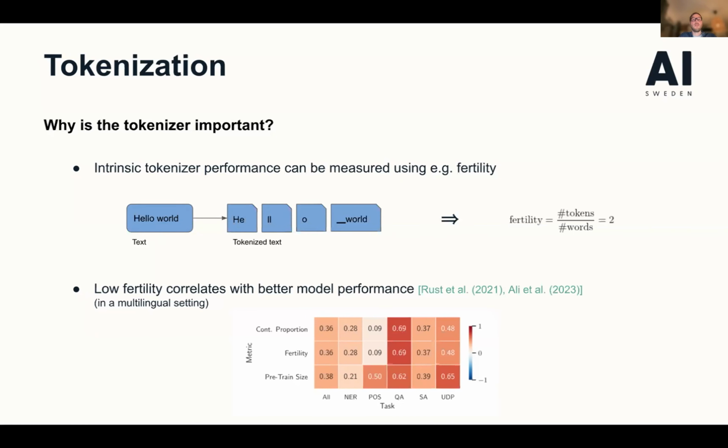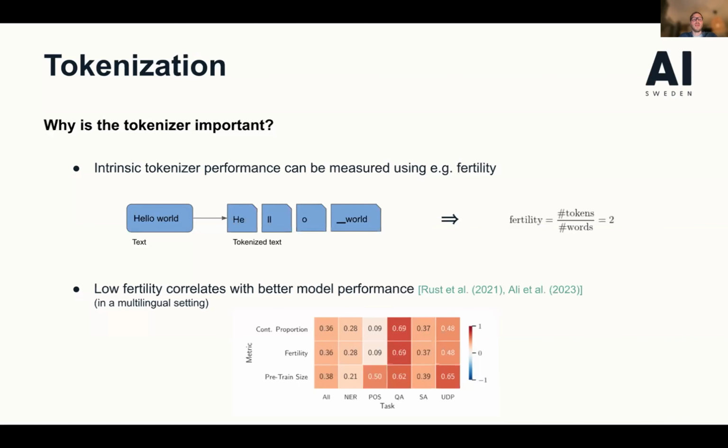And one metric to measure the tokenizer performance is fertility. There are other metrics, but I'm going to focus on fertility here. Fertility is very simply defined as the number of tokens divided by the number of words. So for this example, hello world, which is maybe broken down into 4 tokens, we have 4 tokens, 2 words, so fertility is 2. And generally, lower fertility is better.